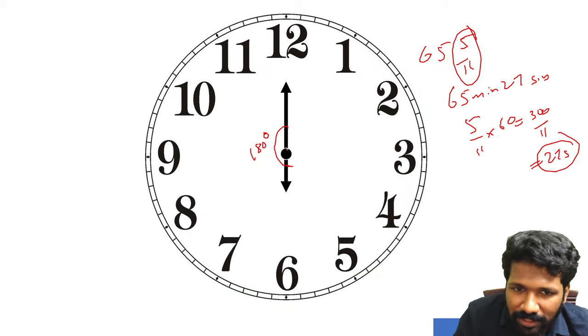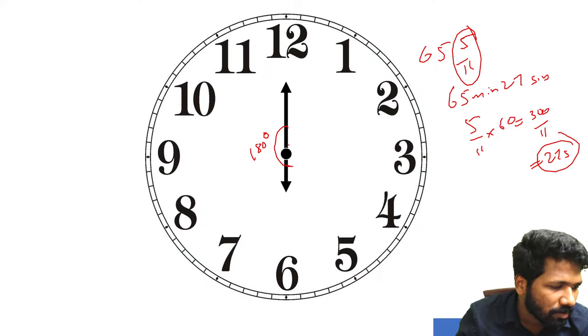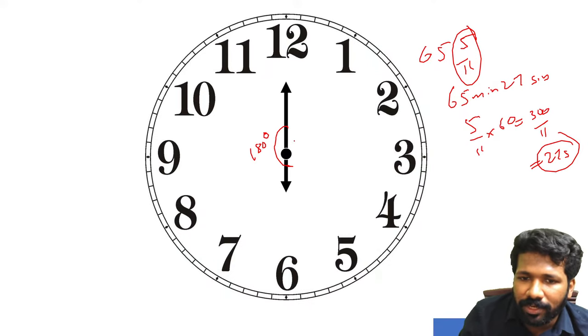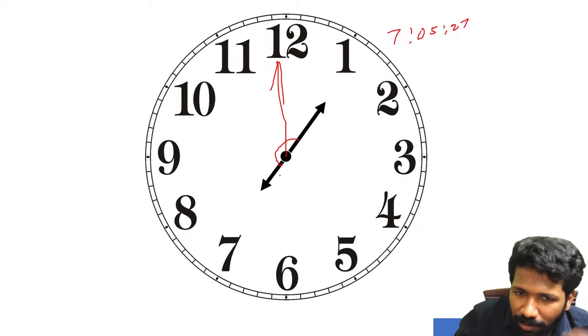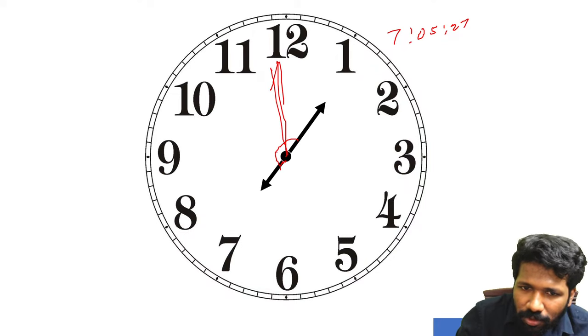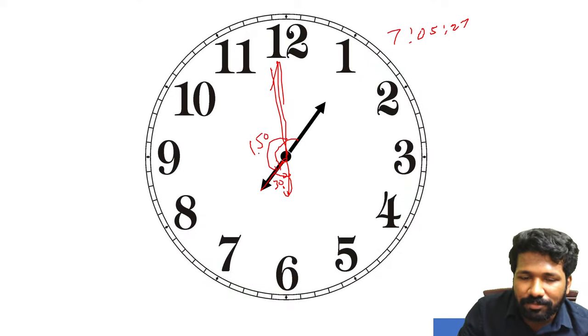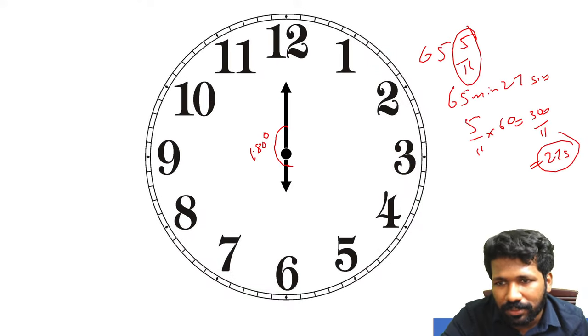That means 60 minutes means 1 hour. 6 o'clock plus 1 hour is 7 o'clock. Plus 5 minutes, 27 seconds. That means this time will be 7:05:27. Are you getting the point? Why is it not 7 o'clock? Because at 7 o'clock, even if the minute hand is on 12, the hour hand has travelled from here to here, 30 degrees. That is why it is not 180, it is just 150 degrees.